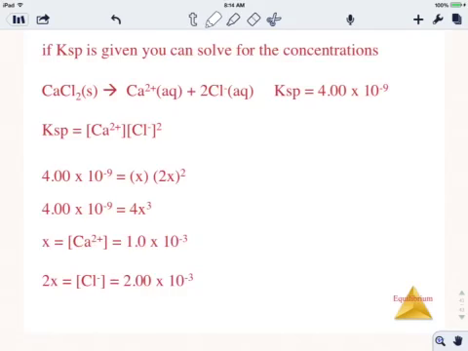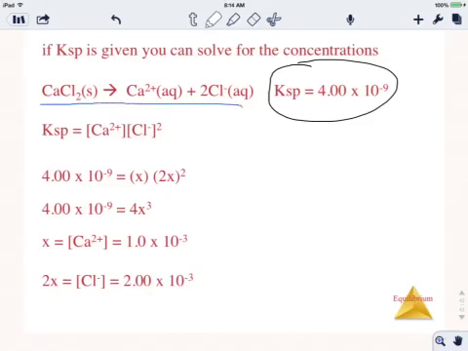There are two types of problems that you can be given on the AP involving our solubility product constant. One is where you solve for the concentrations. You're given the Ksp value. So the first thing you need to do is set up the dissociation equation, which is given here. A lot of times you're just given the solid, and you need to know what ions it breaks up into.